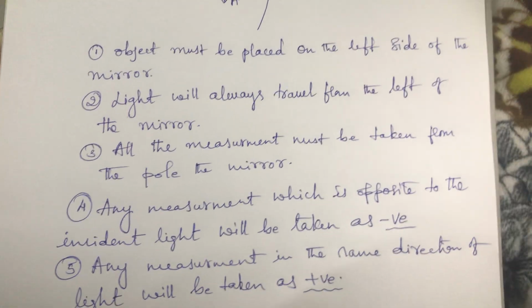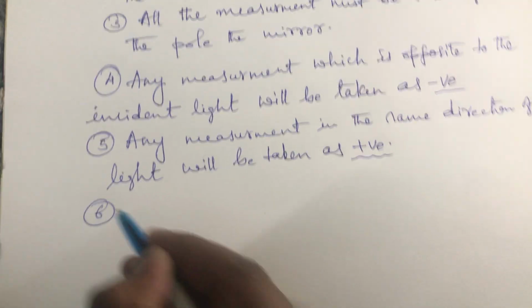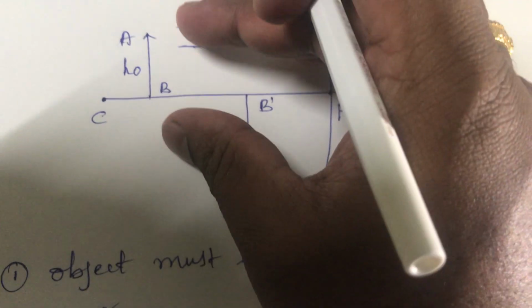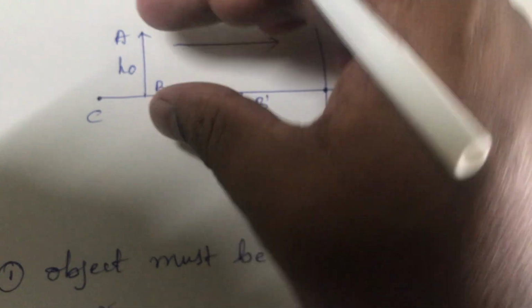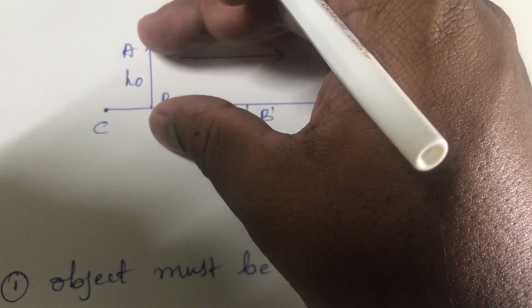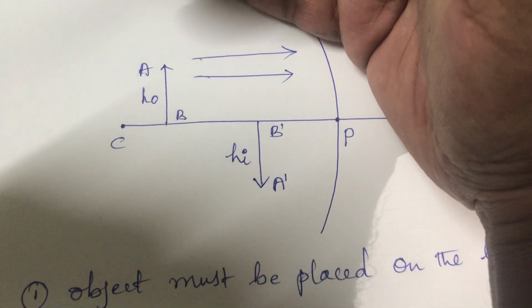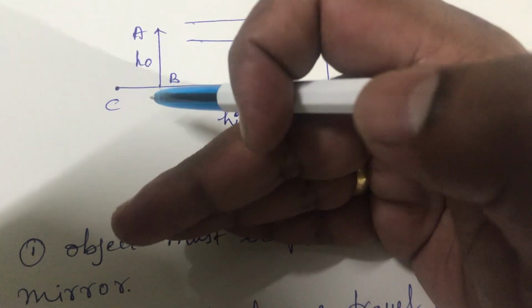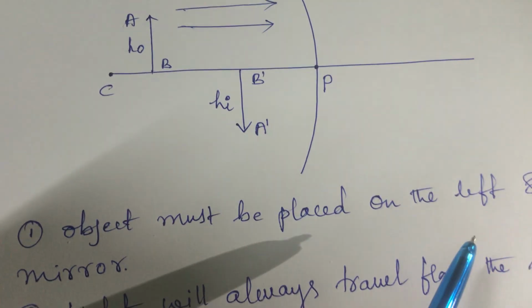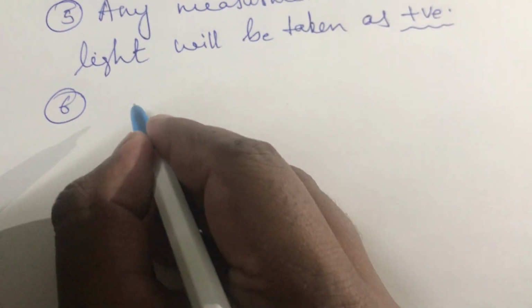Next one, the sixth one: if the object is standing perpendicularly on the principal axis, then the height of the object is taken as positive. I mean you are measuring above the principal axis, then it is positive. If you are measuring anything below the principal axis, which is inverted, then you should take the height as negative. I'll write it here.